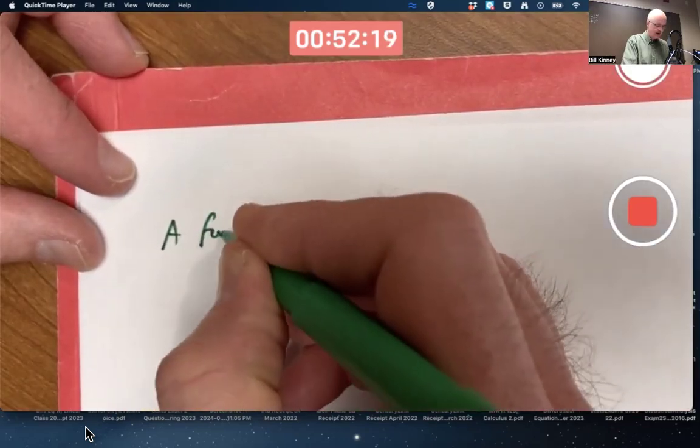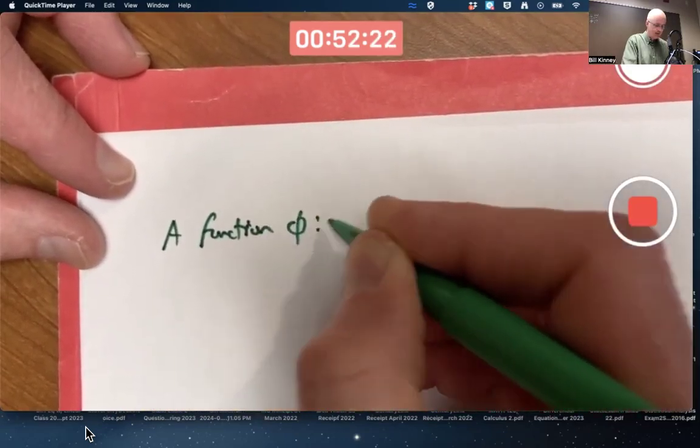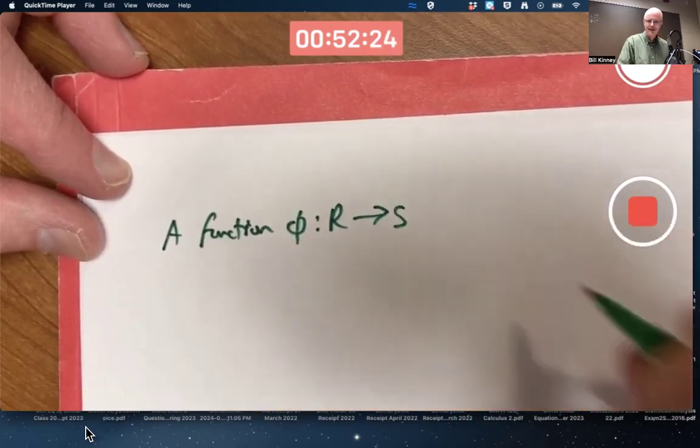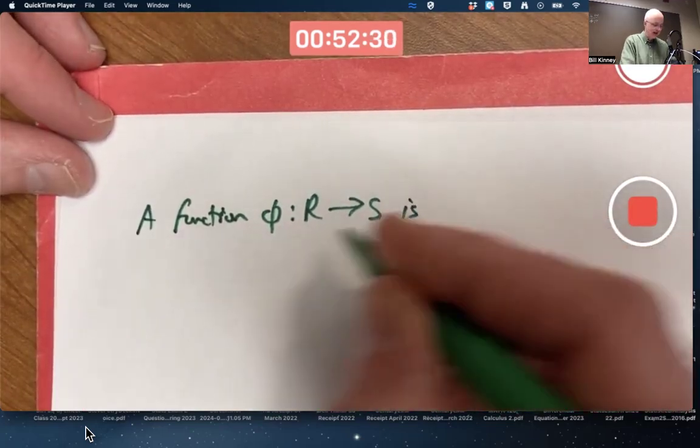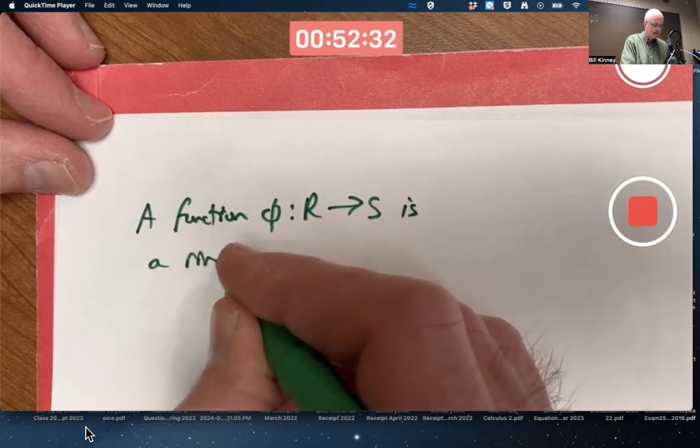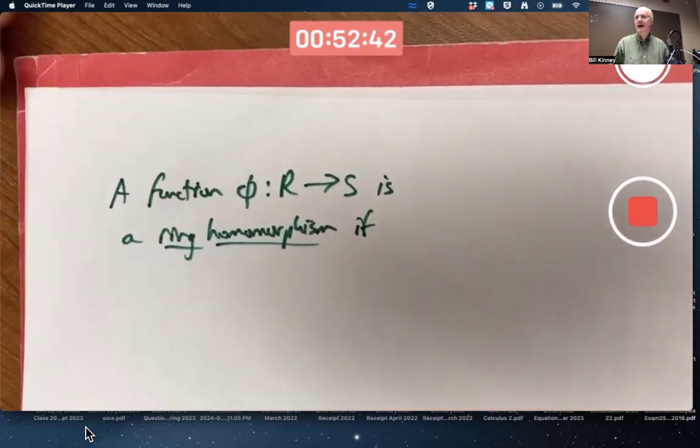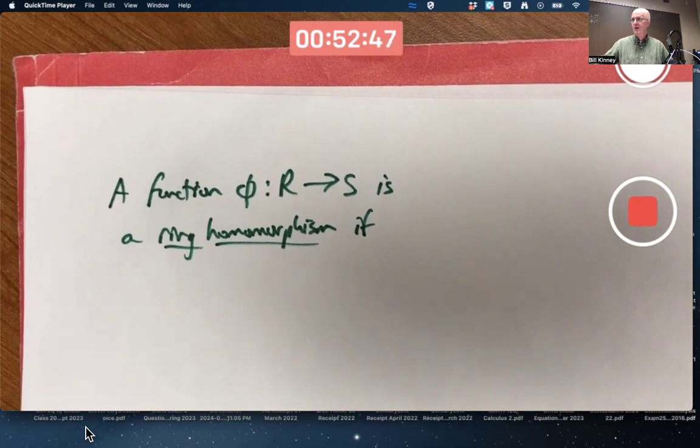A function phi from one ring to another ring is called a ring homomorphism if it's operation preserving. Just like with groups, nothing about being one-to-one and/or onto. Though if we did assume that it was one-to-one and onto, then we'd call it a ring isomorphism. But homomorphism just means operation preserving.